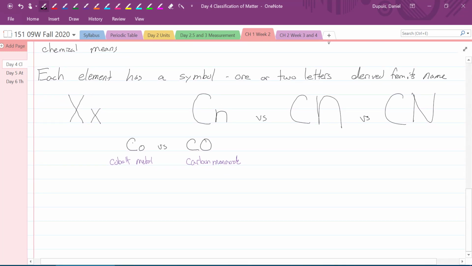All right, so the smallest particle of an element is called an atom. Smallest particle of an element is called the atom. All right. Now, some elements exist as molecules.